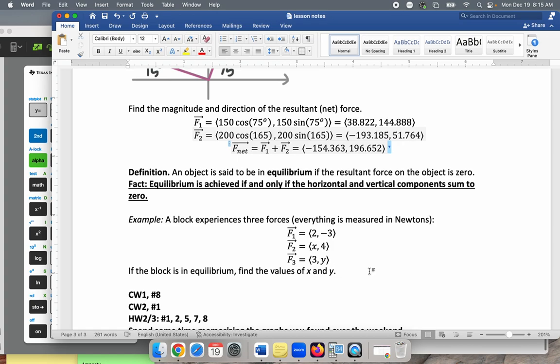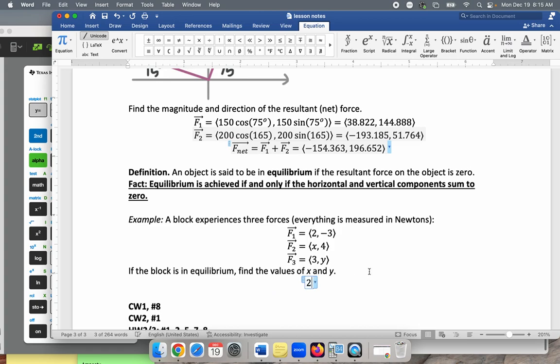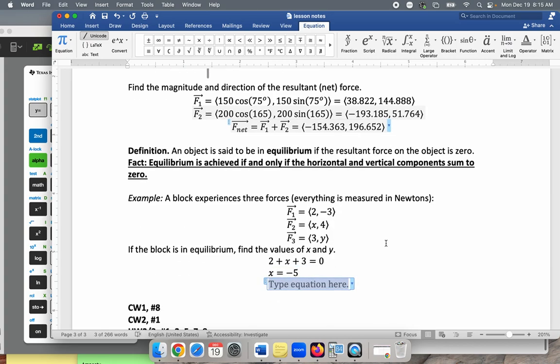That's pretty simple, because all you need to say is that for this to be in equilibrium, the horizontal components need to add up to 0, and the vertical components need to add up to 0. The horizontal components are 2, x, and 3. Those need to add up to 0, so right away x is negative 5. And the vertical components need to add up to 0. So negative 3 plus 4 plus y has to add up to 0, which means y is going to be negative 1. And that's it.